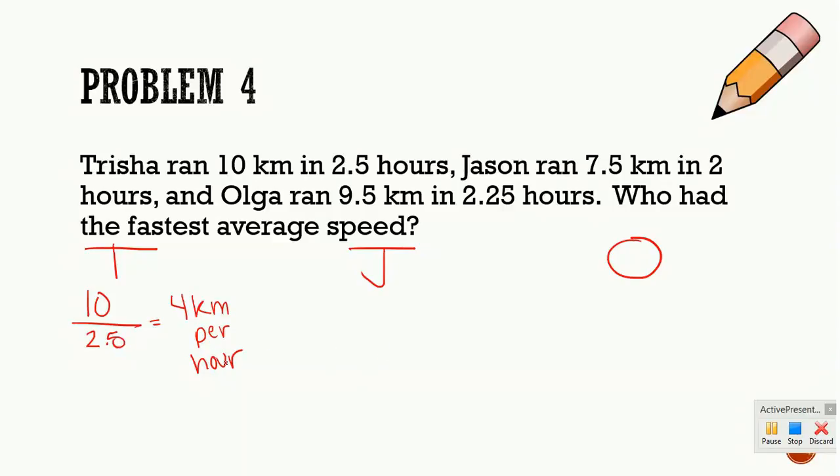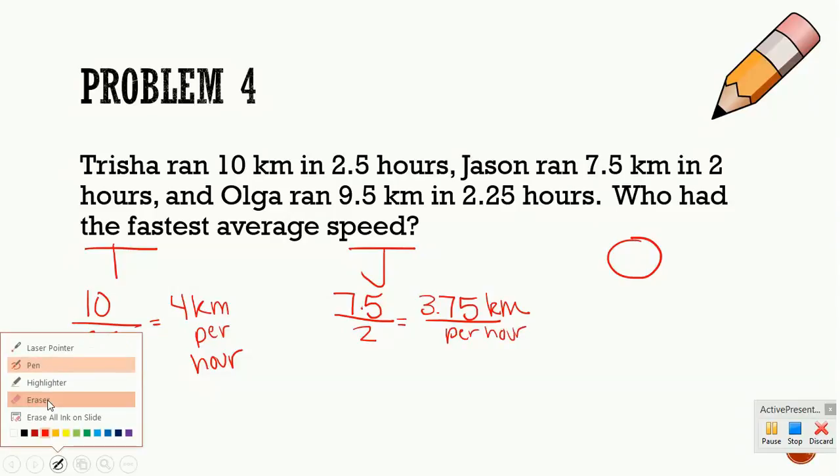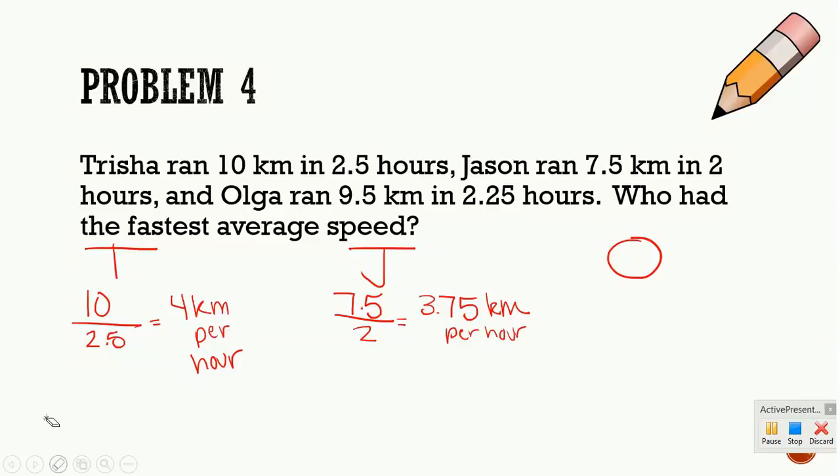Okay, that's how fast she's running, which is a pretty good speed. Let's see about Jason. 7.5 kilometers in 2 hours. So he ran a distance per hour at 3.75 kilometers per hour. There we go. Alright, now let's find about Olga. She ran 9.5 kilometers in 2.25 hours. So how much did she run per hour? Well, if you would divide that on your calculator quick, you'd get 4.2 repeating kilometers per hour.